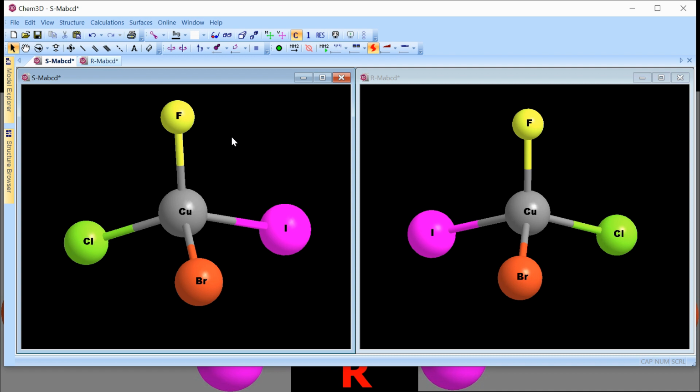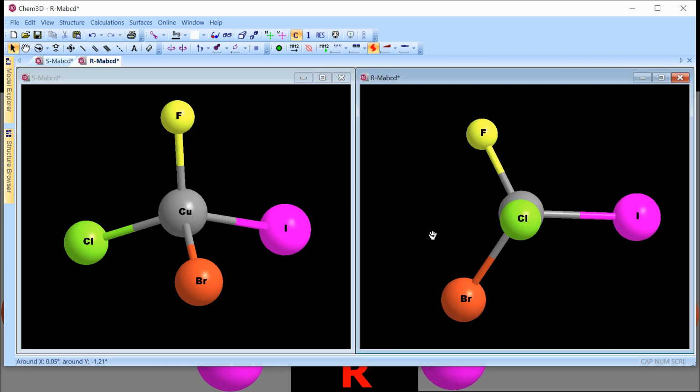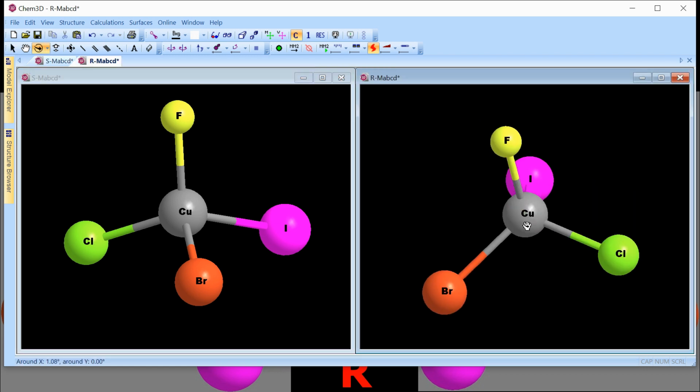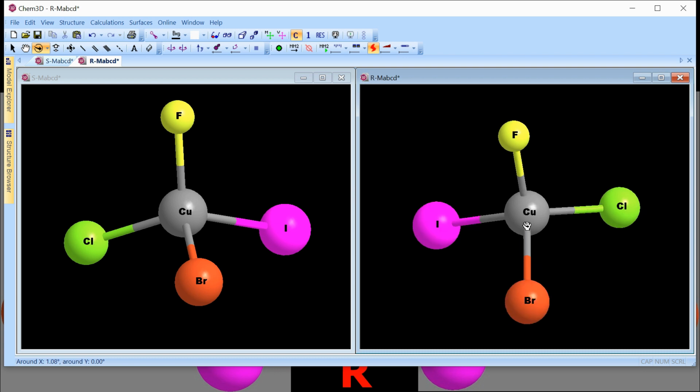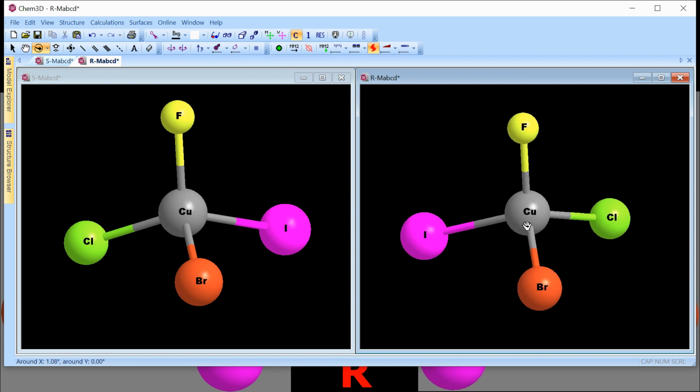So the left one and the right one, you can see they are mirror images of each other. How do we make out? See, this FCU, they make one plane. So even if you take a mirror image, the positions of FCU and DR will remain intact. But the mirror image gives the side interchange. Therefore, the sides of I and CL will be interchanged in the mirror image. See, here the I has come on the left hand side, whereas the CL has gone on the right hand side.